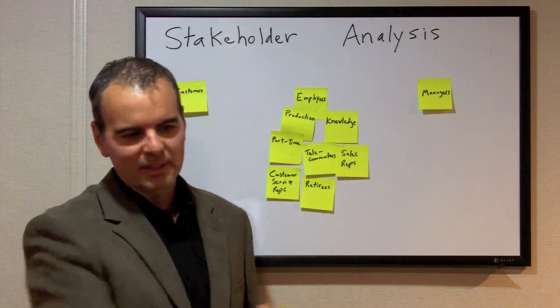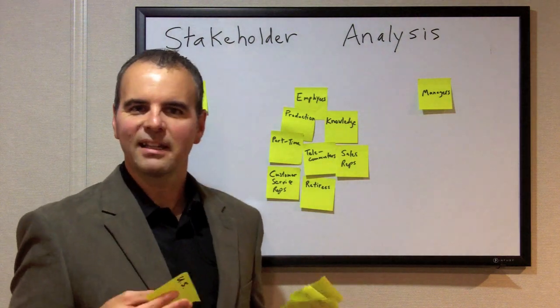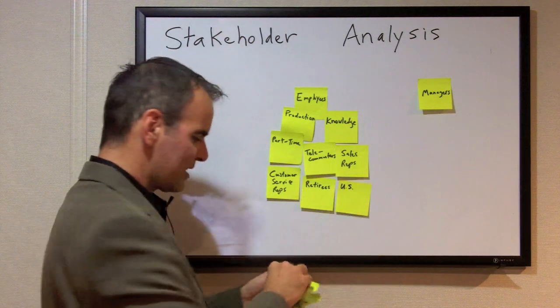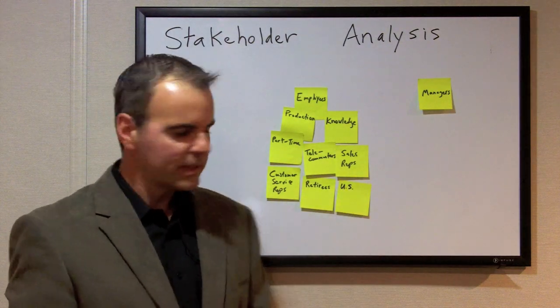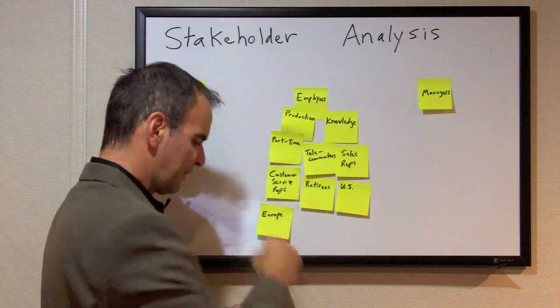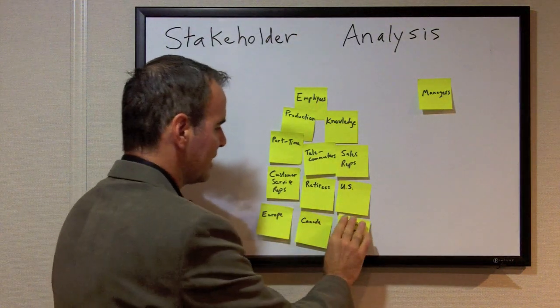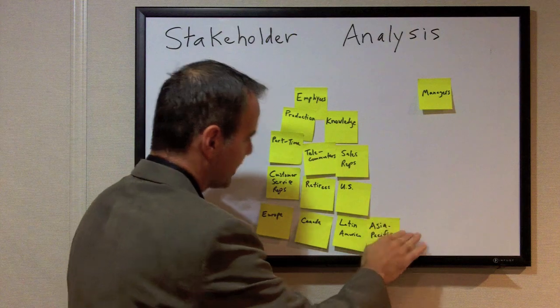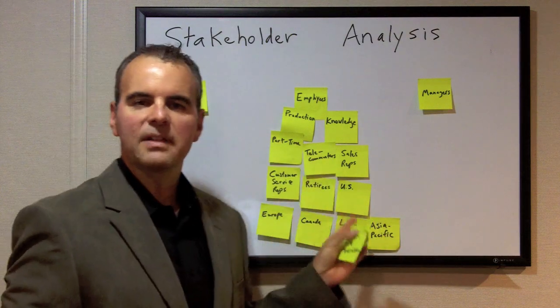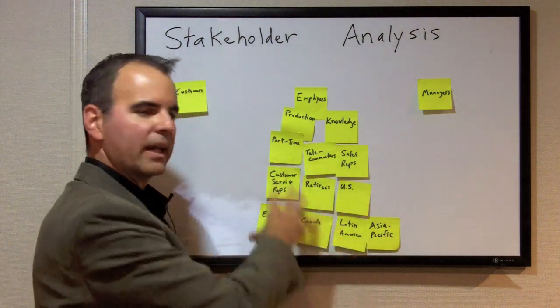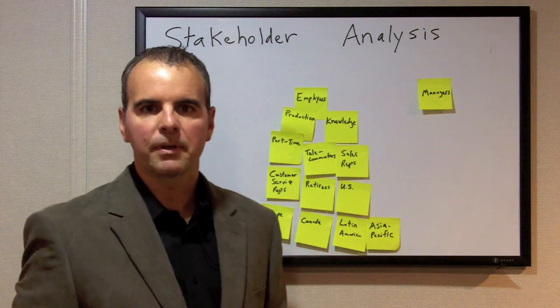And you know what? Someone in your group will say, this isn't just a U.S. issue. We have U.S. employees, but what about employees in Europe? We need to think differently about them. And how about our employees in Canada and Latin America and Asia Pacific? So a whole bunch of different types of employees, and this is just a quick example. Your team may come up with more.